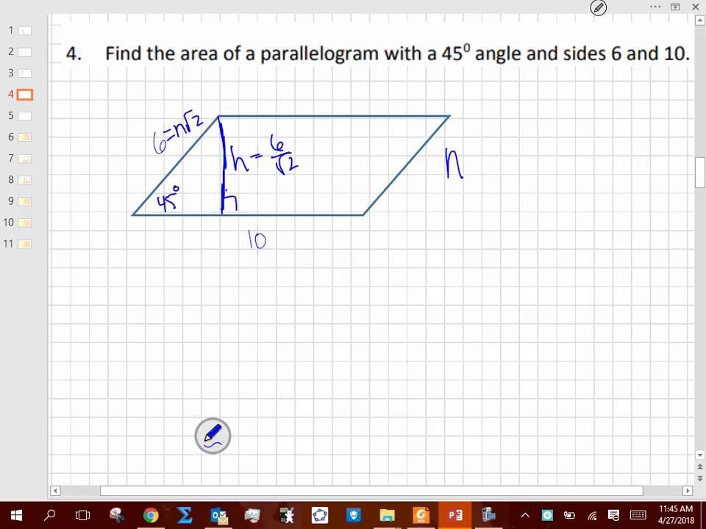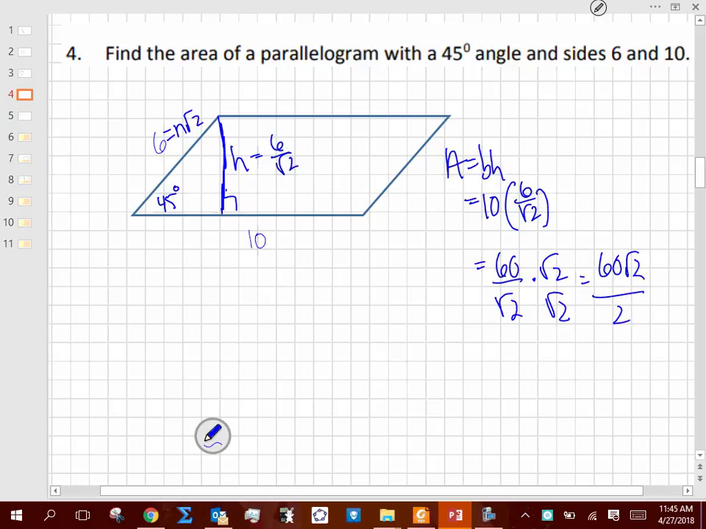Okay, so area is BH. So we're going to take 10, because that's the base that the 6 over radical 2 is drawn to. And I think we even saw these numbers yesterday in one of the problems. So I rationalize that into something like that. What's going to happen with the 60 and the 2? Good. So we get 30 radical 2 as that area.